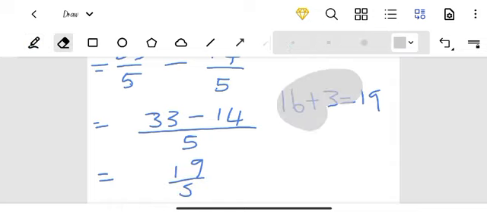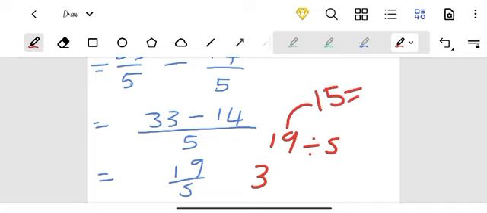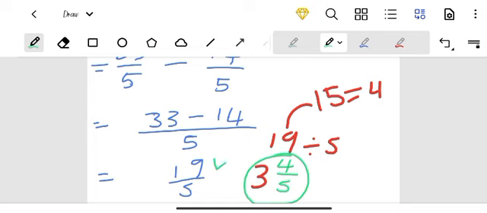Can we change this into a mixed fraction? Yes, we can. So we can simply say 19 divided by 5. So it's going to be 5, 10, 15. So it's going to be 3 whole number. So 19 minus 15 is going to be 4. So our new numerator is going to be 4 over 5. And then you are done. I hope this made sense.